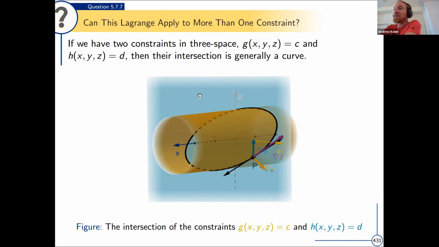It's easier to express this intersection as all of the points x, y, z that satisfy the cylinder equation and this plane equation, which can be given by 2 different constraints. g is set equal to c, and h is set equal to d, for 2 different numbers, c and d. If we have 2 constraints and they intersect in a curve, or whatever shape they intersect in, we want to look at optimal values of the function f just on this intersection of the 2 surfaces. And we're given 2 constraints. So how do we optimize a function subject to more than 1 constraint?